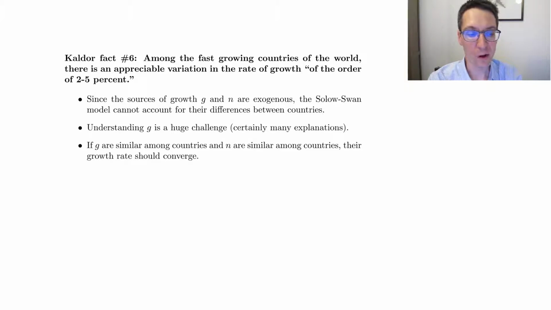Now, one important prediction of the model, though, is that if two countries have similar levels of growth rate of technology g and of population n, then their growth rates in terms of capital and in terms of output should be similar. So this is what we're going to consider next. So consider this convergence in terms of growth rate.